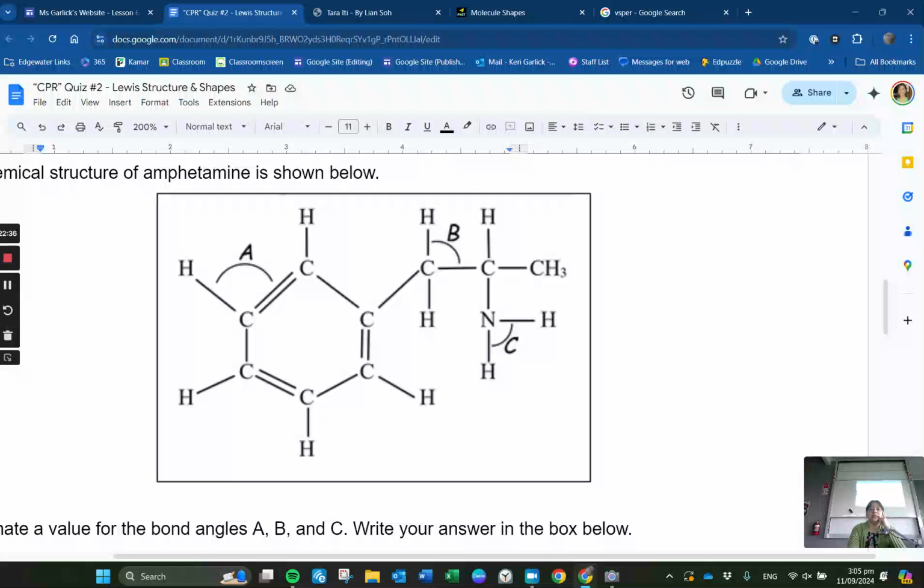And then this one here is looking at the nitrogen. You have 1, 2, 3 regions of electron density. You also have to be mindful that you would have a lone pair of electrons there. They just, yeah, they're making it harder than they need to.